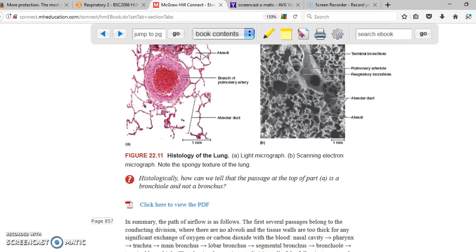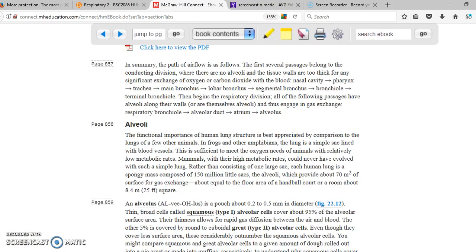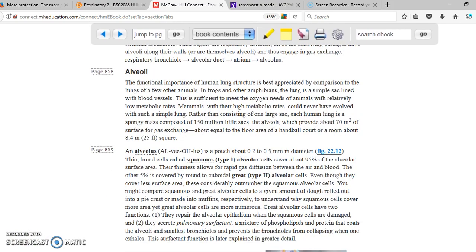Okay, so if we keep scrolling down, we're going to have the alveoli right there, and the alveoli has 2 cells. One cell is called squamous or type 1 cell, and the other one is great alveolar cell or type 2. Most of the walls of the alveoli are provided by the squamous cells, but the great alveolar cells type 2 produce surfactant, as you can see right here, surfactant.